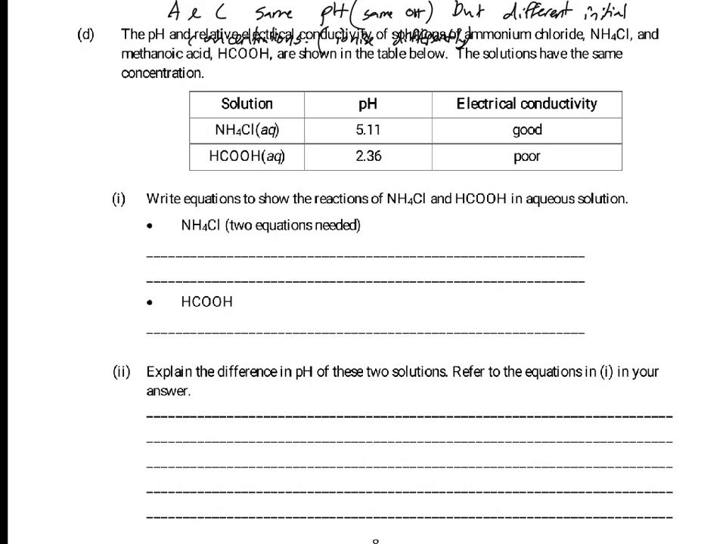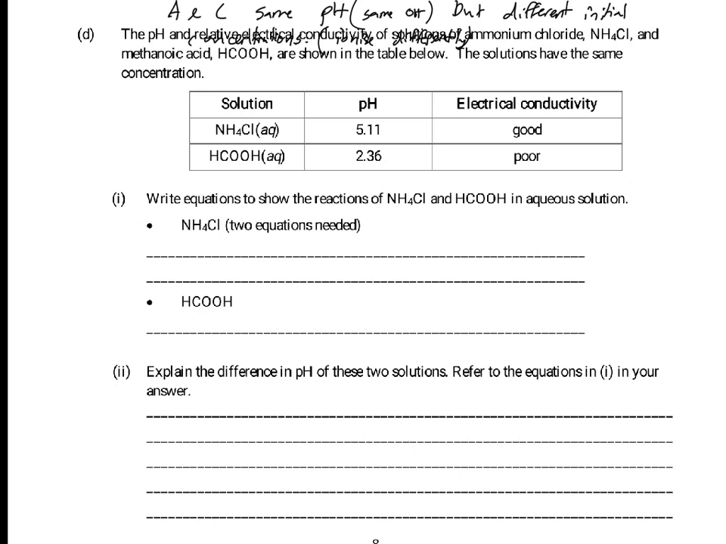Right, on to part D. pH and relative conductivity of two solutions are given. You can see the ammonium chloride has a low pH of 5.11 but is a good conductor, whereas methanoic acid has a pH of 2.36 and is a poor conductor. So write equations to show reactions of these two in aqueous solutions.